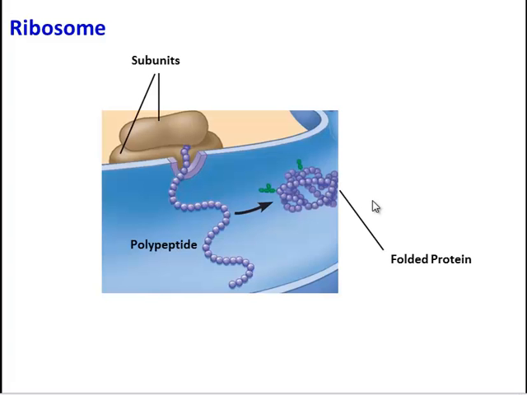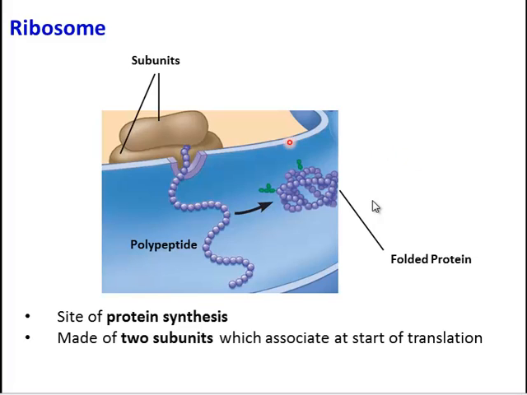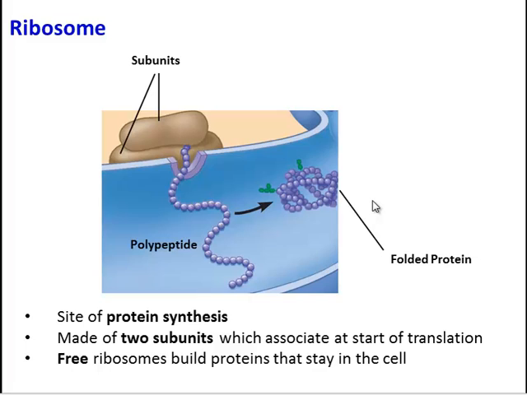So speaking of ribosomes, we're pretty familiar with them. They're very simple, small organelles. And they are where protein synthesis happens. They're also made of two subunits that will interact together at the start of translation. And free ribosomes, the ones that are floating around in the cell, will produce proteins that stay in the cell. That's an important point.